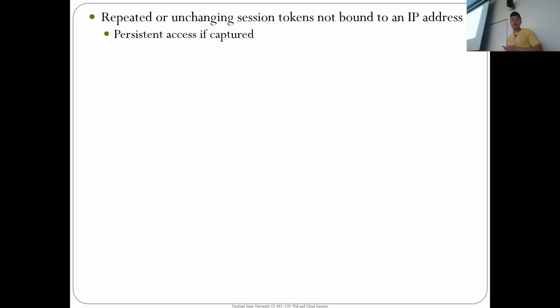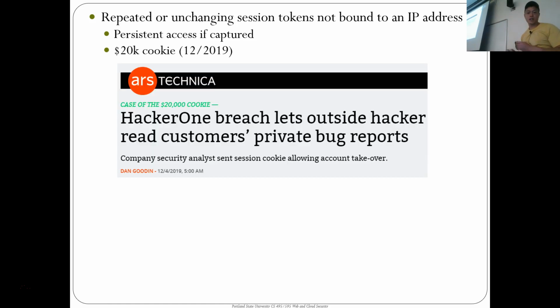Another vulnerability is repeated or unchanging session tokens that are not bound to an IP address. If you can get access to these tokens, you have persistent access to that person's account on that site. Here's one from last month, the $20,000 cookie. This was a breach of HackerOne, ironically.